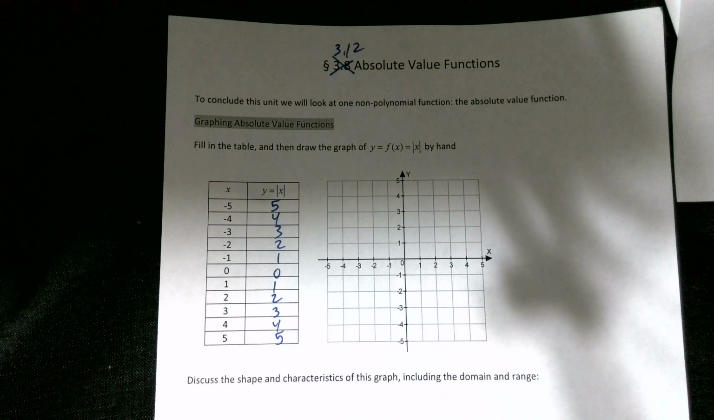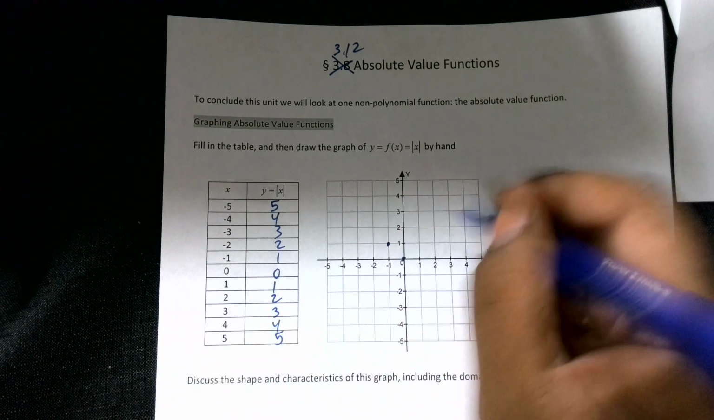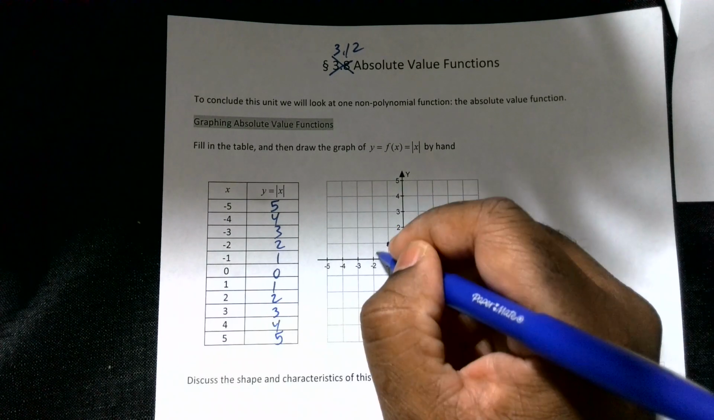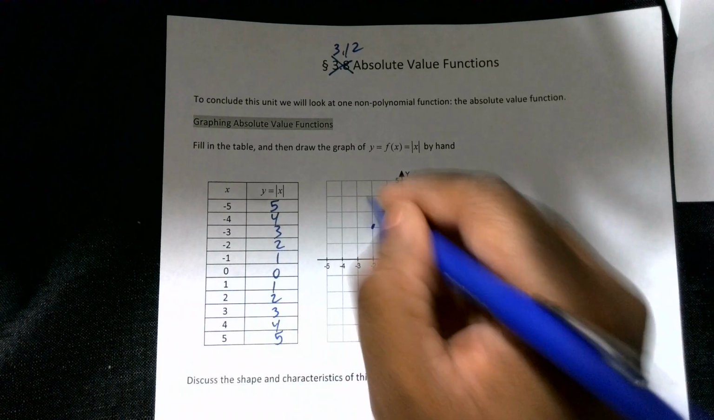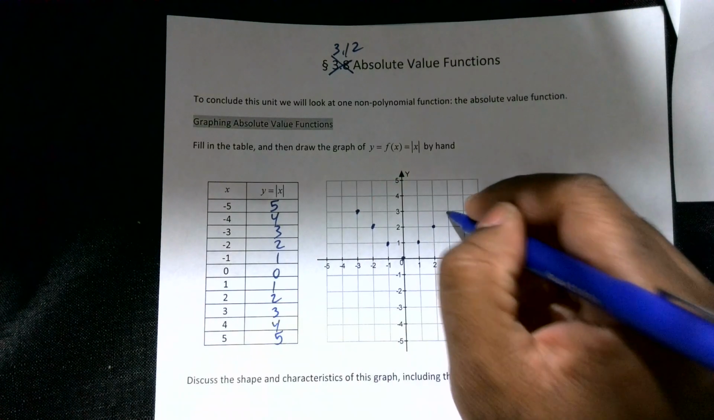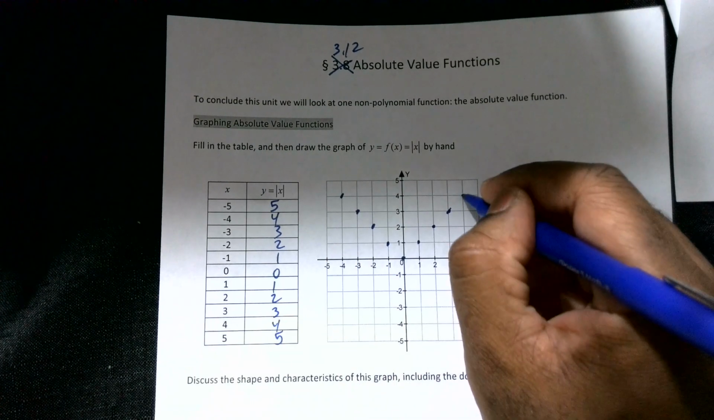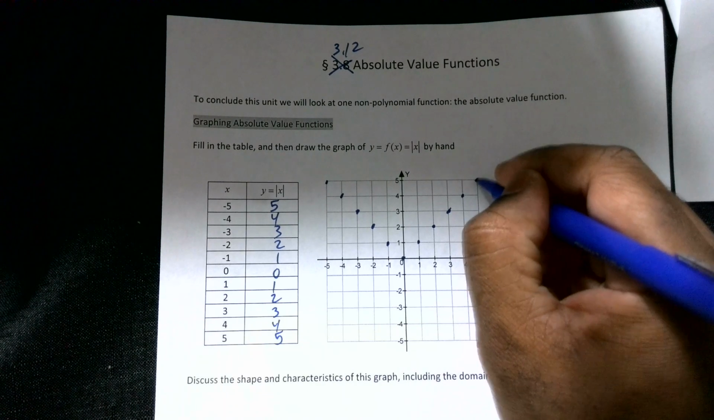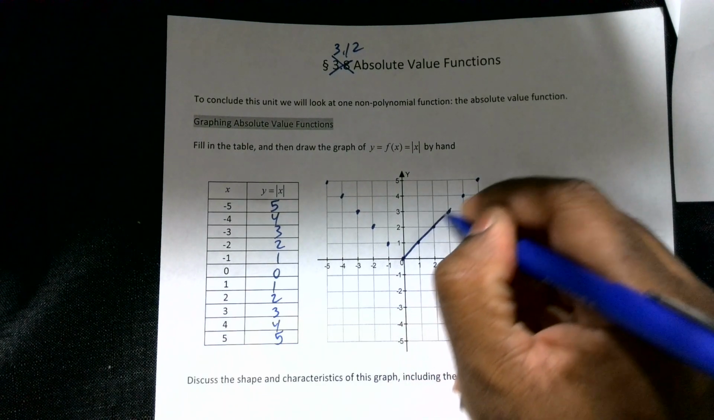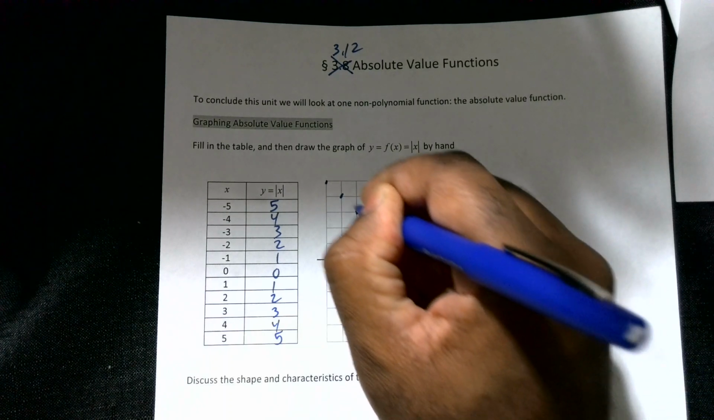Now we're going to graph this. We have 0, 0, negative 1, 1, 1, 1. Negative 2, 2, 2, 2, negative 3, 3, and 3, 3, negative 4, 4, and 4, 4, negative 5, 5, and 5, 5. And we will connect these points, draw our arrowheads.